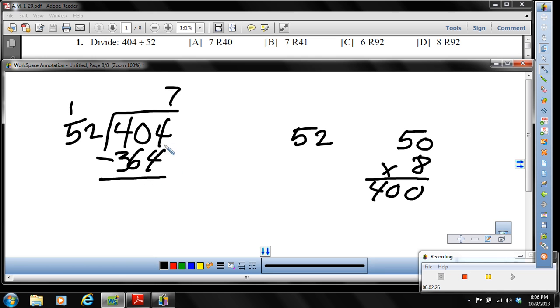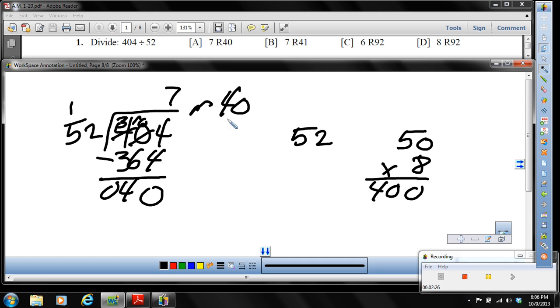The next step is subtract. 4 minus 4 would be 0. And then 0 minus 6, we're going to have to regroup. So our 0, we're going to change the 4 to a 3, and the 0 will become 10 because we're borrowing a 10. 10 minus 6 would be 4, and then 3 minus 3 would be 0. And you can see that we have remainder 40.